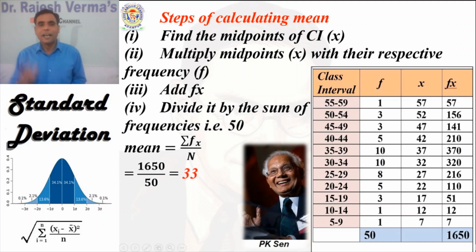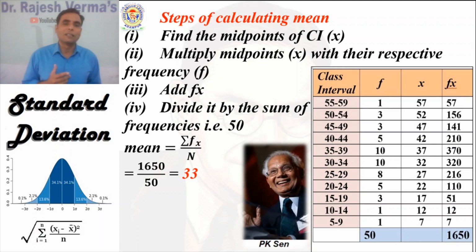After that, divide it by the number of frequencies. Summation fx divided by n, this is the formula. Summation fx is 1650, and divide by 50, because 50 is the sum of your frequencies. So your mean will be 33. These are the simple steps to calculate the mean of the group data.